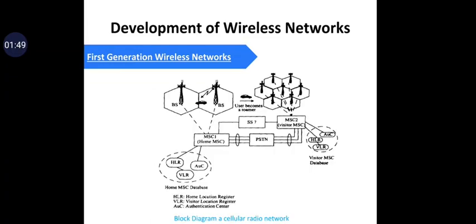This is the block diagram of cellular radio network. In this case, the region is divided into hexagon shaped cells. In each and every cell, there will be a base station at the center. All the base stations are connected to mobile switching center. And all the mobile switching centers are connected to PSTN, that is Public Switched Telephone Network. In MSC, we have three databases. One is Home Location Register, second one is Visitor Location Register, and third one is the Authentication Register.